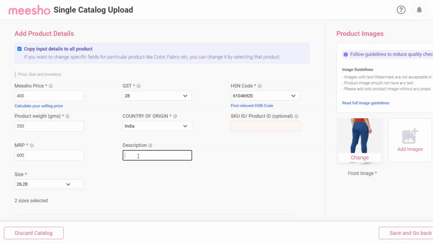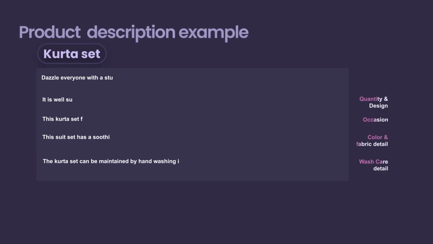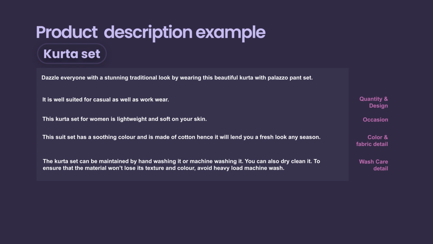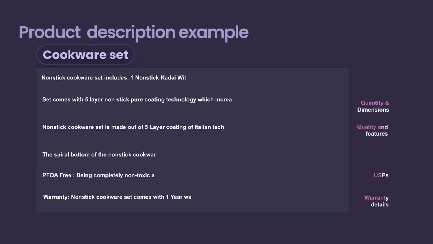4. Product description. Adding key features implies adding all the additional information of your products in the description field, which can help the customers make an informed decision. Let's see a few examples to understand this in detail. Let's take another example for this cookware set.